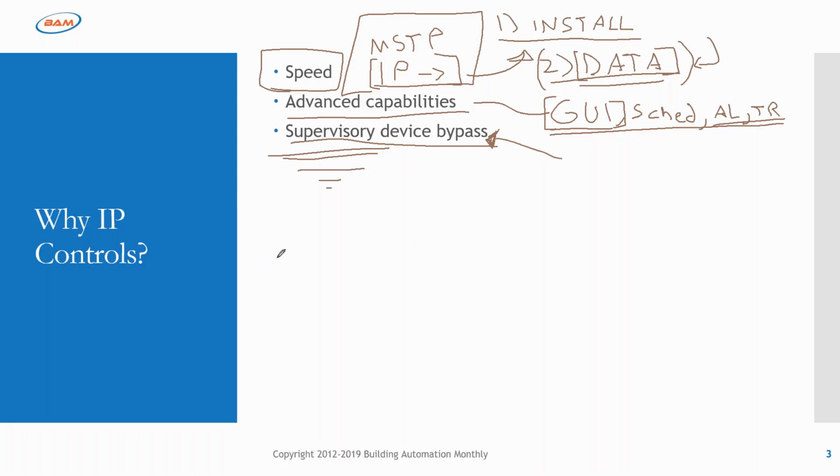Is this all making sense so far? Do you all have any questions on anything I've covered so far? Is this pretty much aligned with what you know about IP controls? This should not be shocking to anyone who's worked with them. This is kind of the default benefits of IP controls. And as always, you can go into the questions and type them there.